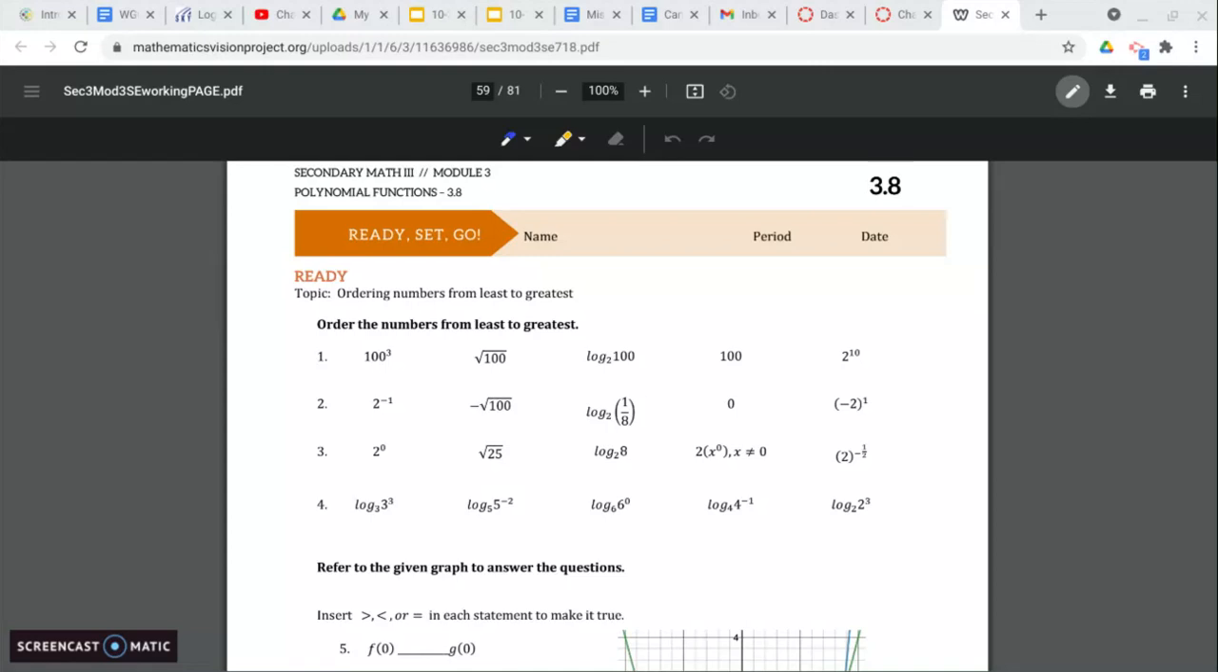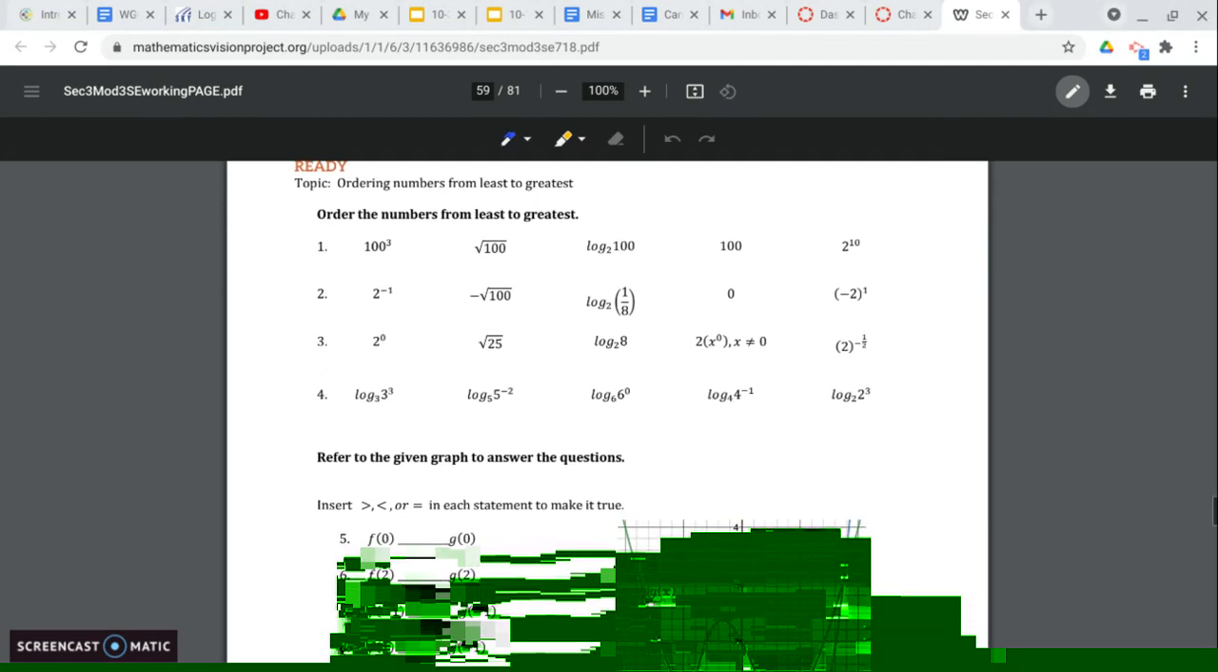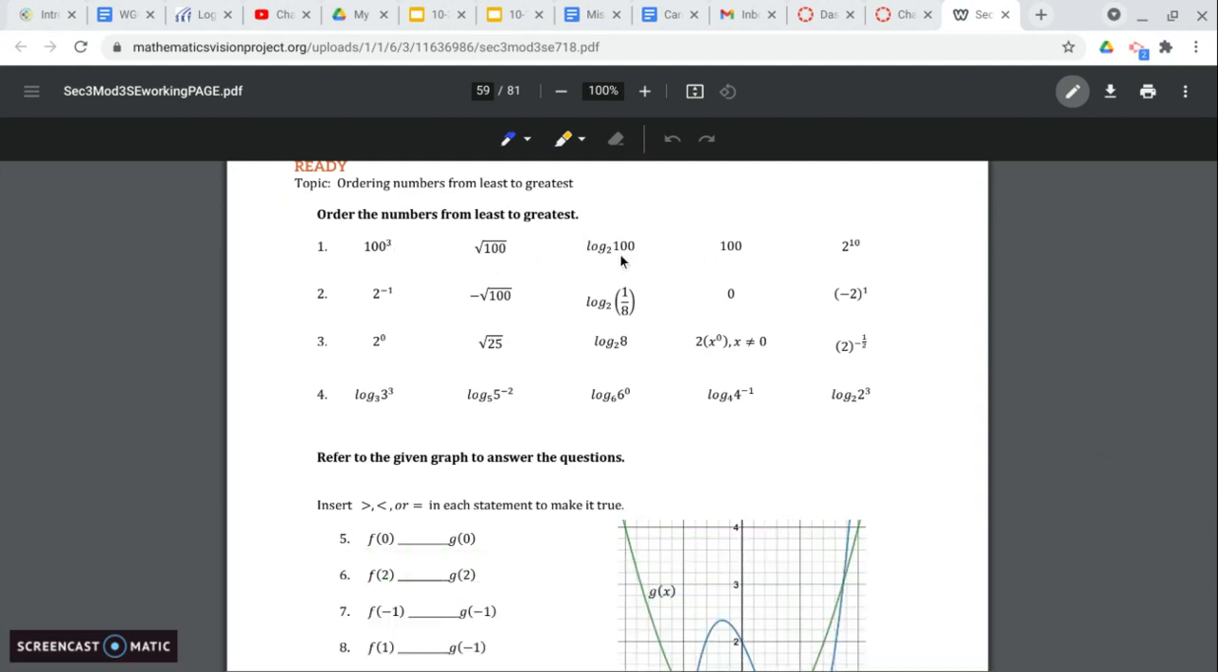So for this first part, we want to order the numbers from least to greatest. Looking at number 1, we have 100 to the third power, the square root of 100, log base 2 of 100, 100, and 2 to the 10th power. Now, 2 to the 10th power is probably the hardest one for you to imagine.